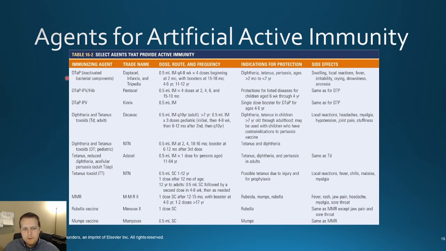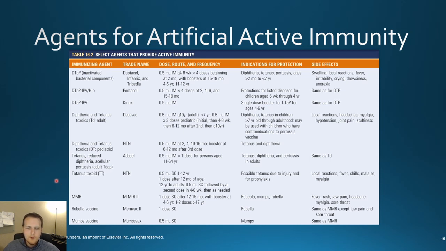And here are some examples of different types of vaccines that we may give to induce an artificial active immunity. A lot of these are going to be given during childhood, during the first few years of life. And again, you could memorize this list if you wanted to, but you probably don't need to memorize it specifically for my class or in practice most of the time, because you can look up this information.